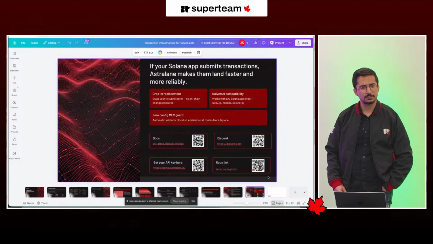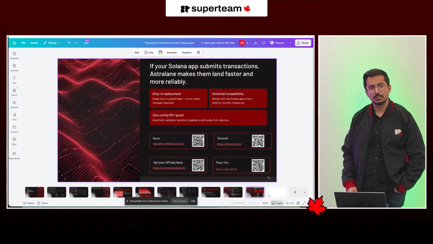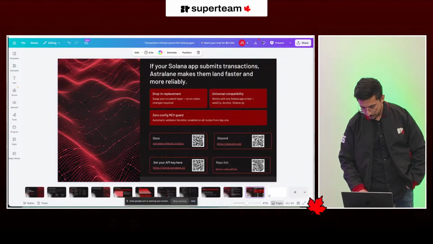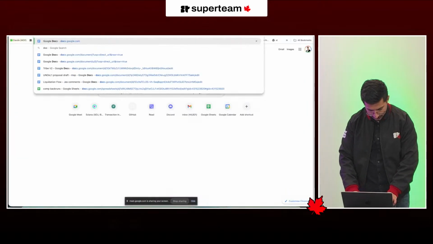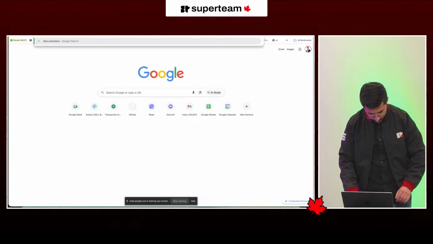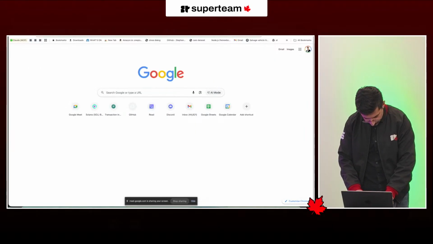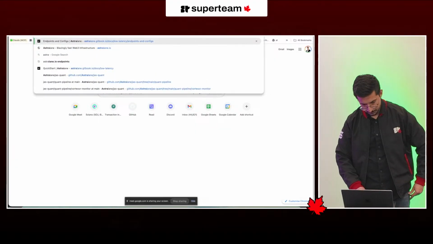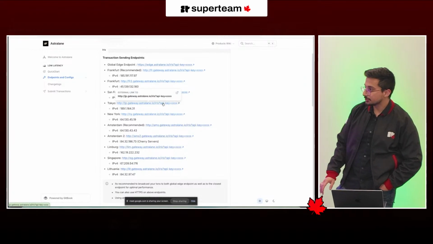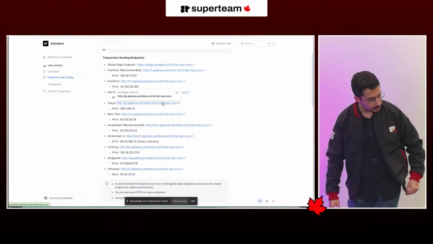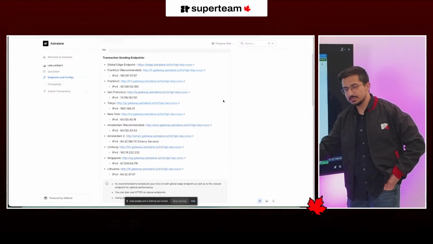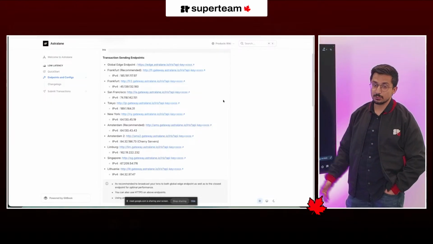Do you guys deploy your... Yes, all our infrastructure is on bare metal. So if you go to docs.astralane.io, as I said, we have multiple geo-distributed endpoints. What these do is, when you're sending transactions, you could configure any of these endpoints or multiple of them.